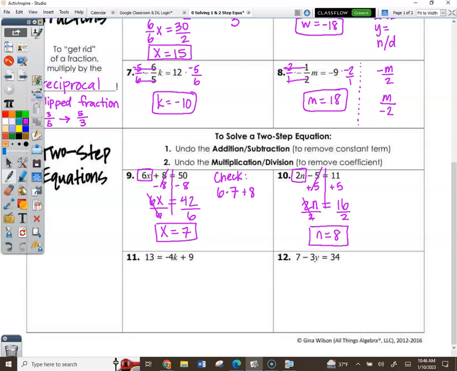Did you get -1 for 11? So here you should have moved the 9 first, then divided by -4. Thank you. Number 12. Is anyone still working 12? Okay, what'd you get? -9? Does anyone need to see it worked?